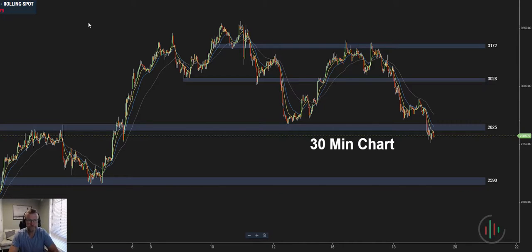All right, so that's pretty much it. That's all I want to cover. So yeah, just be careful on the open today. We'll see how the ASX goes when it opens.